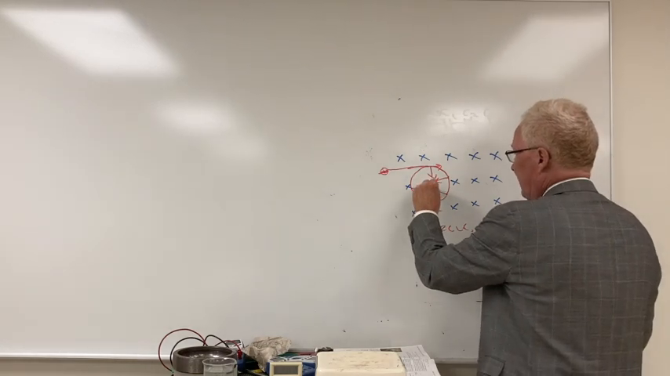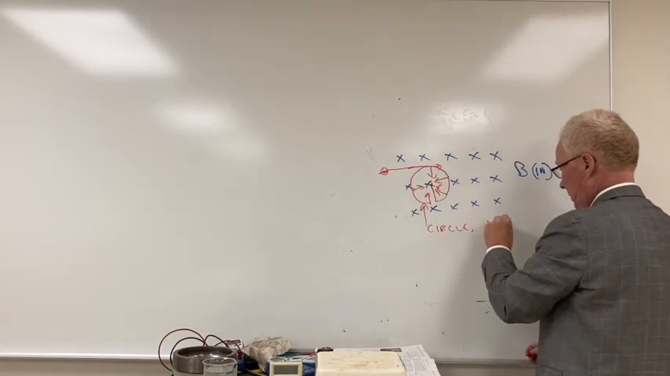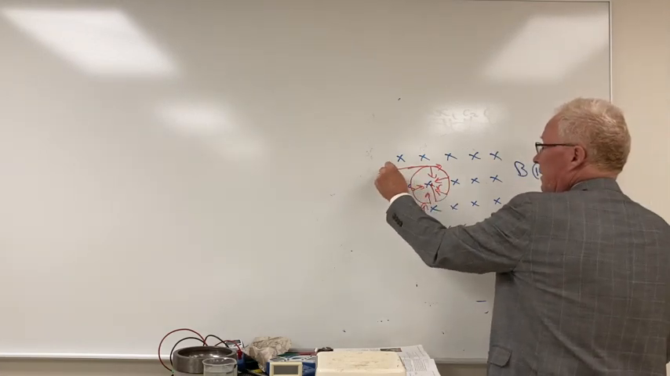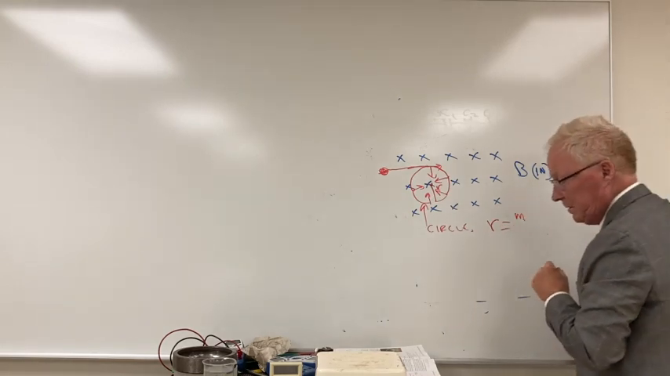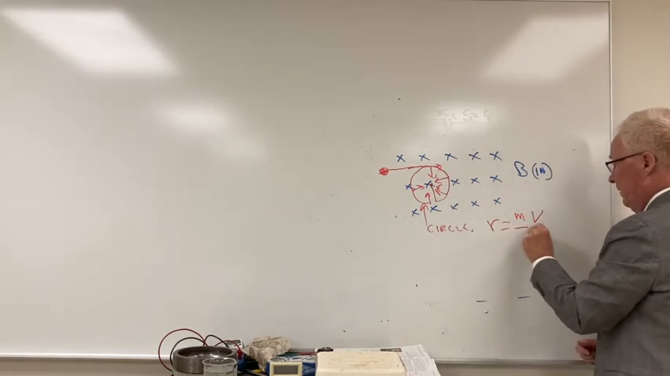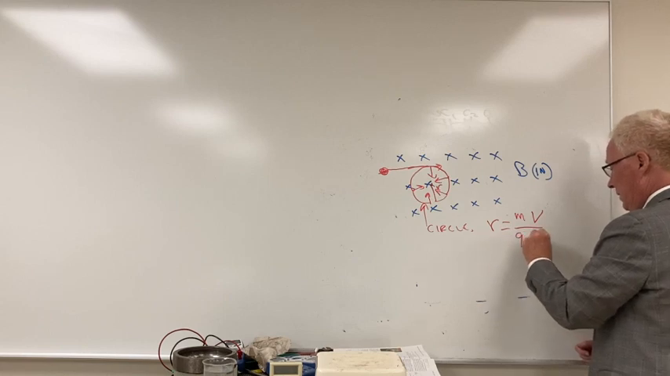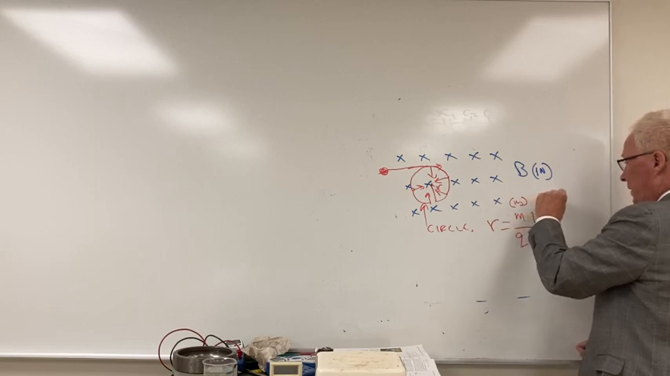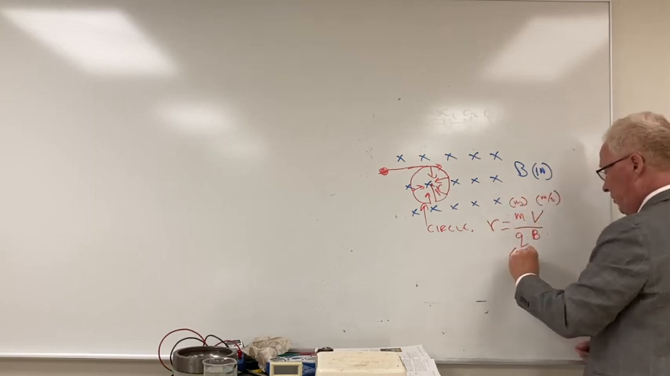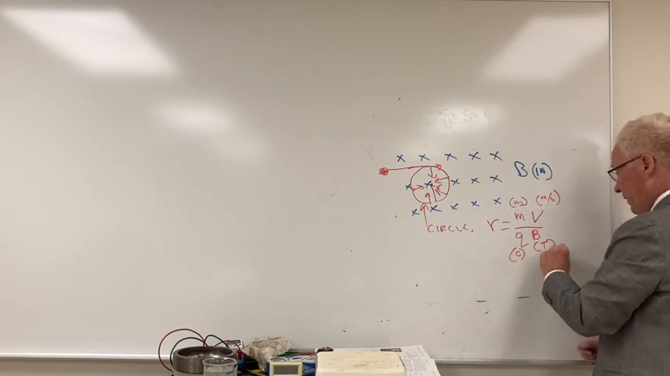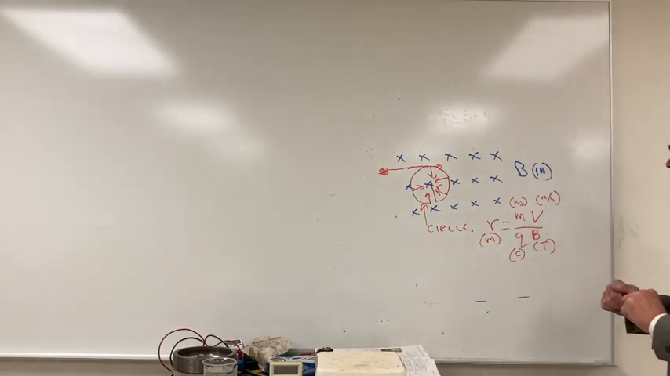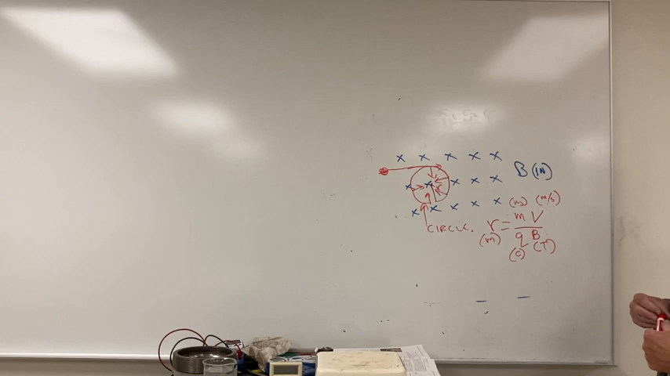And the radius of this circle, R, is given by the mass of the particle, in this case this could be an electron, times the speed of it, divided by Q and B. So this will be the mass in kilograms. This will be the speed in meters per second. This is again the charge in coulombs, and this is the B field in Tesla. We'll get a radius in meters of R.